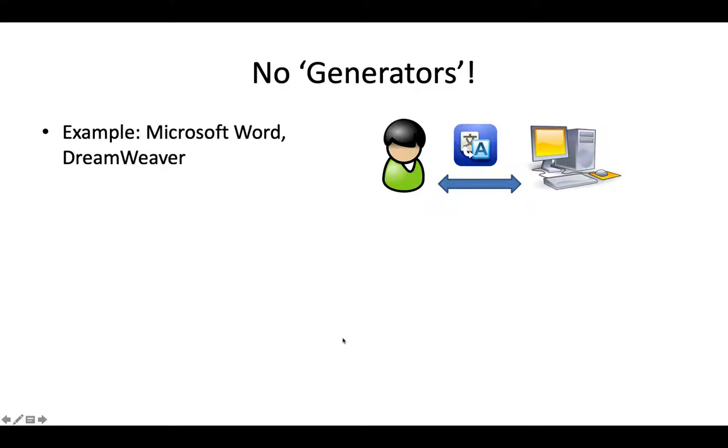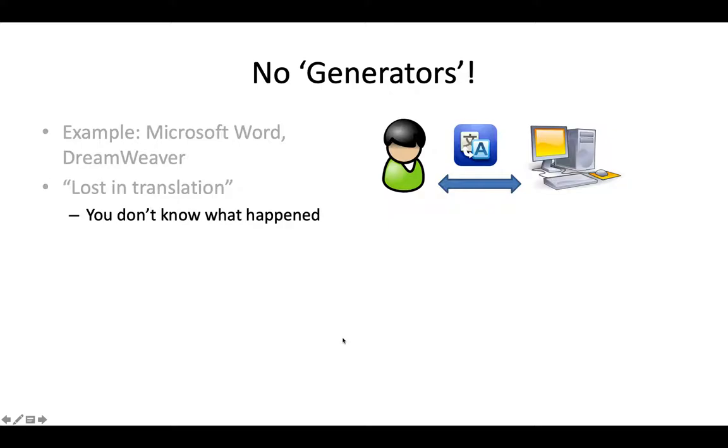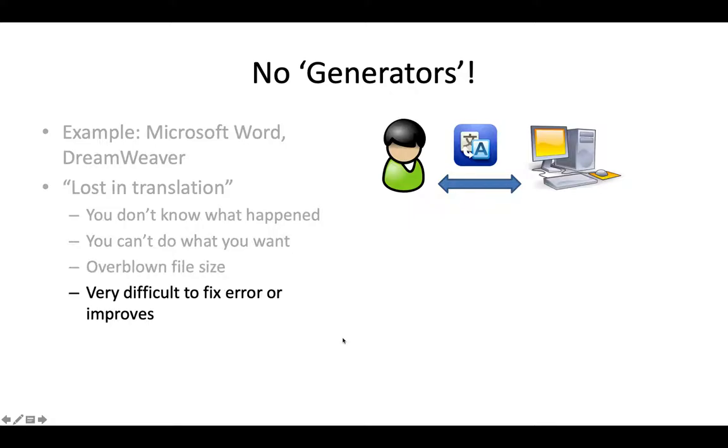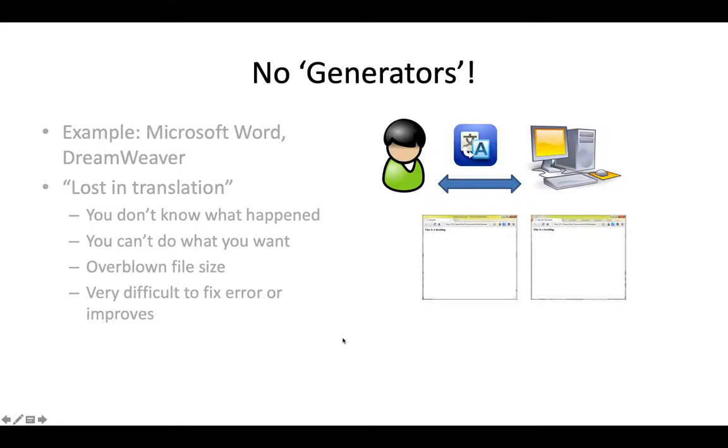And also, do not use any generators. Many of these advanced editors, which we'll have a look at some of very soon, allow you to automate certain things and make it much faster, but you're not allowed to use any website or tools that create the code for you. Examples include Microsoft Word and Dreamweaver. First, of course, I want you to write code yourself, not code generated by these software. But there are also other potential issues: you don't really have control or know exactly what happened, you will have very big file sizes, and as a result it's very difficult to fix errors.